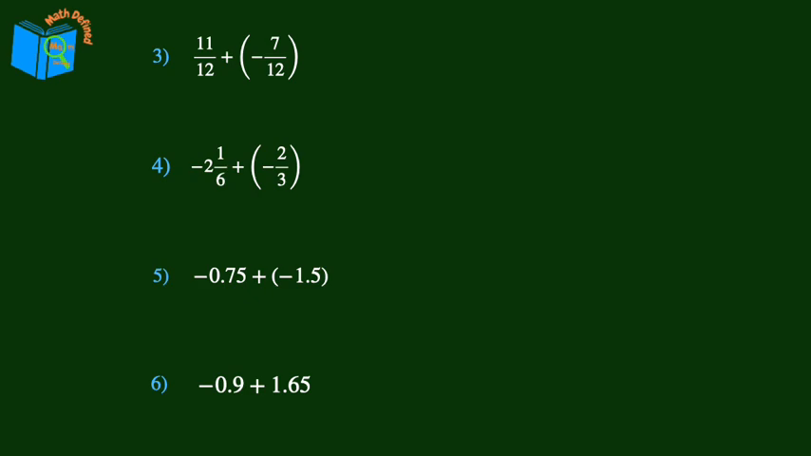Problem number 3 has +11/12 added to -7/12. We have different signs, so we subtract and keep the sign of the number with the larger absolute value. Since the denominators are the same, we can just subtract the numerators. 11 minus 7 is 4, resulting in 4/12. We will keep the 4/12 positive because the larger absolute value comes from the positive number 11/12. And let's go ahead and simplify this 4/12 to +1/3.